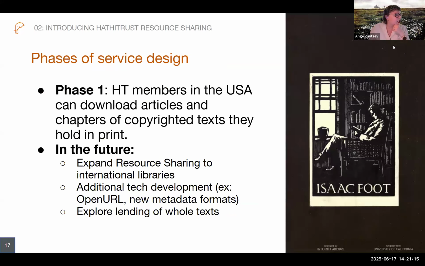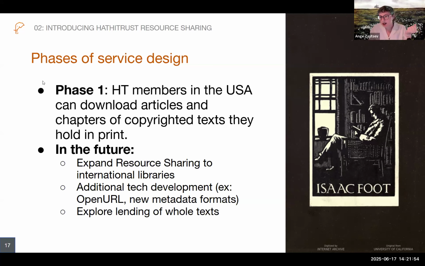And just to give you a little taste of what's coming up in the future, this work that we're doing this year is likely only the beginning of our foray into the world of resource sharing and interlibrary loan. In this first phase, we are focused on making it possible for our member libraries that are located in the United States to download articles and chapters. But in next phases, starting in 2026, we will be expanding this resource sharing service to our non-US libraries.